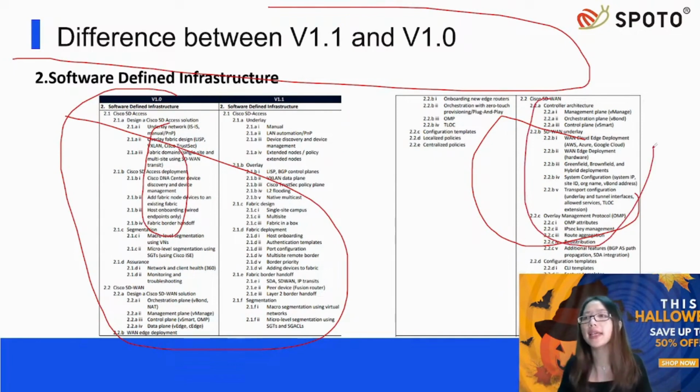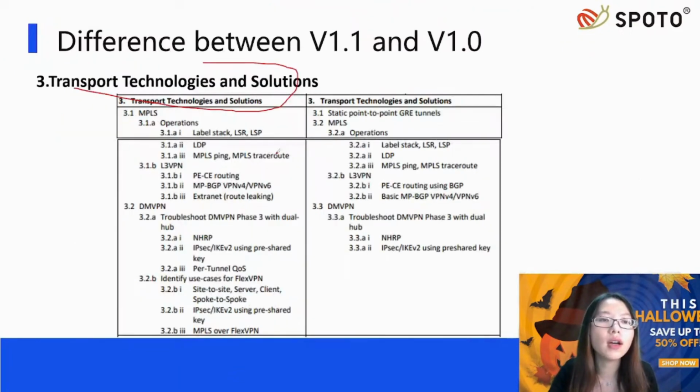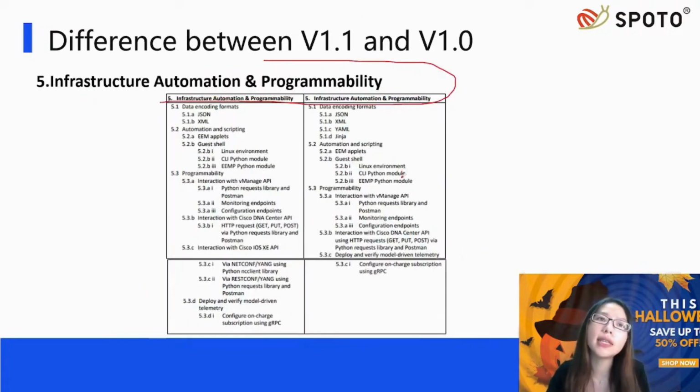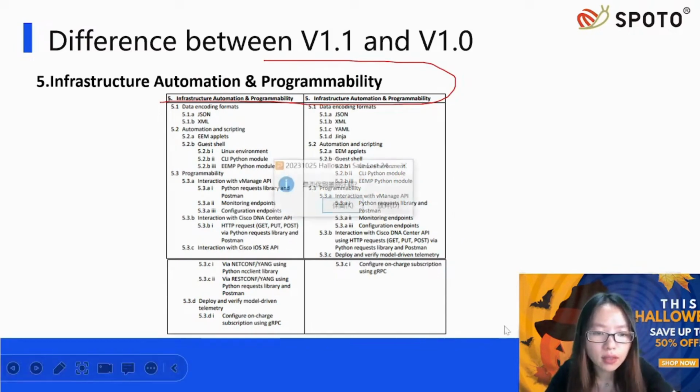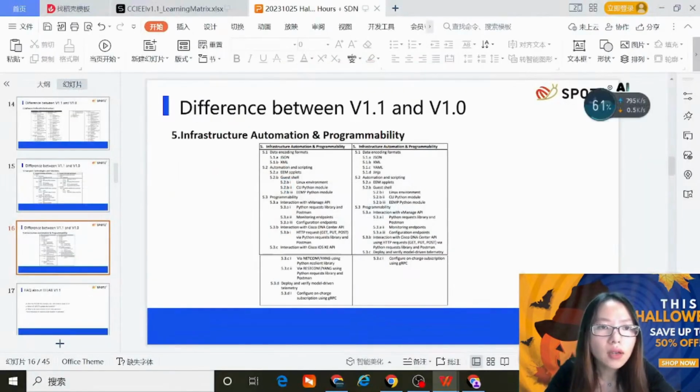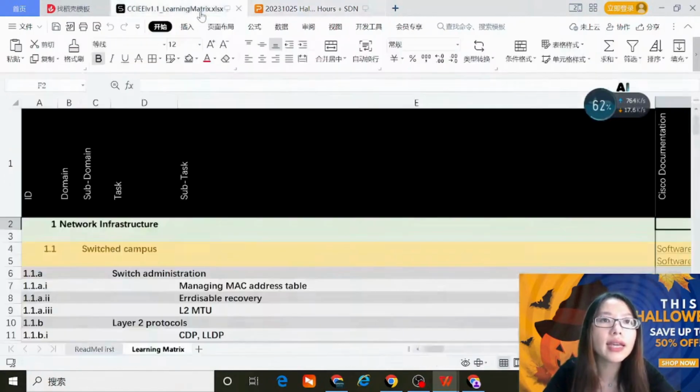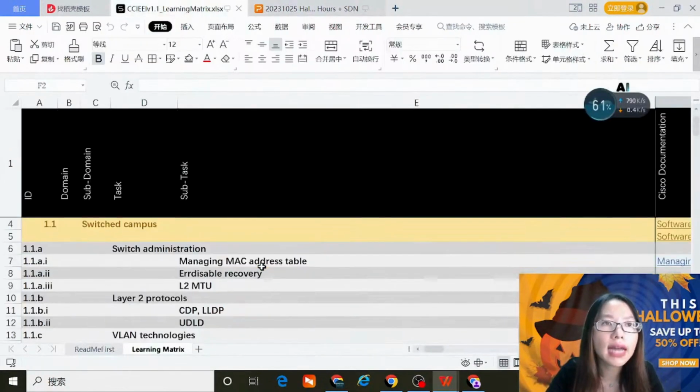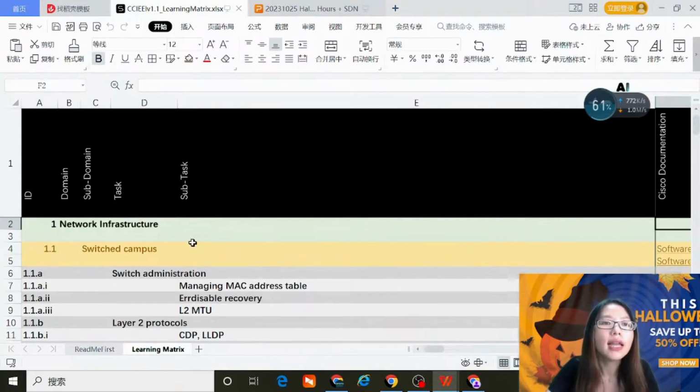There are many changes in SDN, and in the module of transport technology and solution and infrastructure automation programmability, there are few test points. Okay, but it is not clear whether the difficulty of the test will increase. Also, you can learn this. So if you want to take the new version of EI Lab, we can study these detailed syllabus. Okay, you can see these are about our new version 1.1 syllabus, which contains corresponding material.